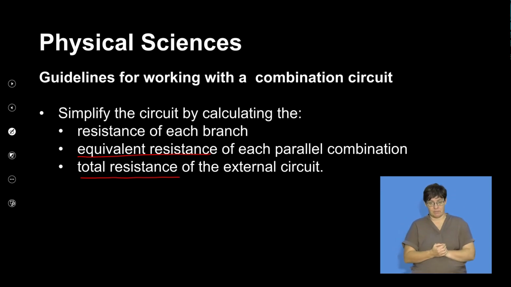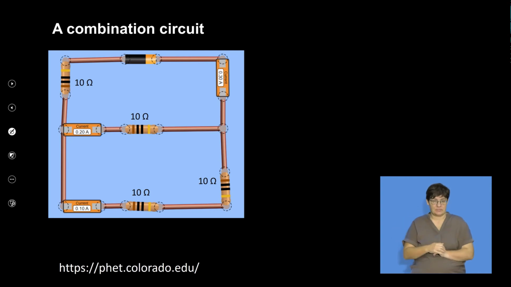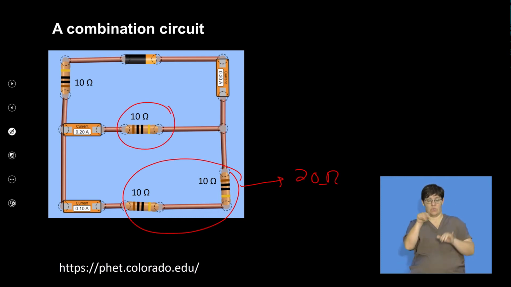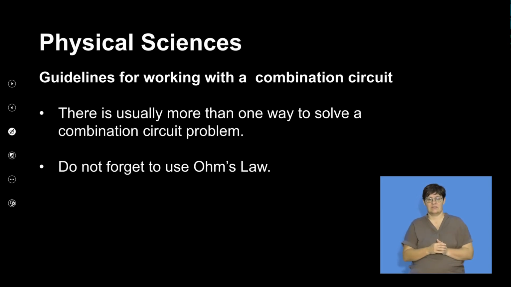So in these examples that we used, we ignored the magnitude of the internal resistance of the battery. These are just simple examples: the 10 and 10 give us the 20 ohms. So this 20 ohm is in parallel with that. That's what we mean by simplifying the circuit. There is usually more than one way to solve combination circuit problems, but we must also not forget the use of Ohm's law, V equals I times R.